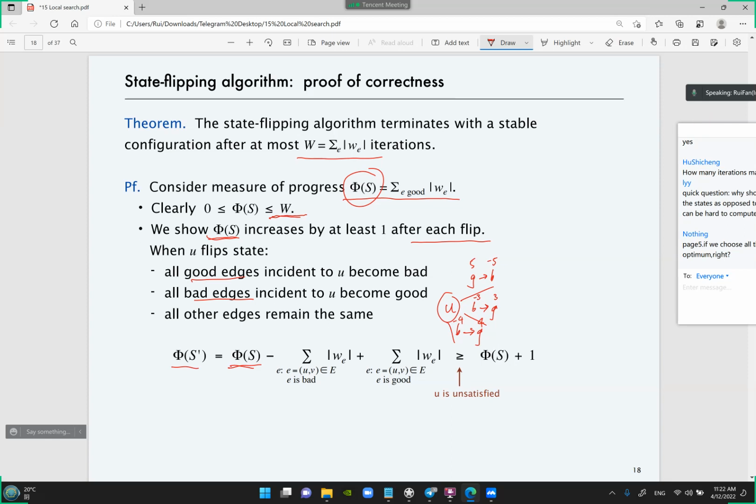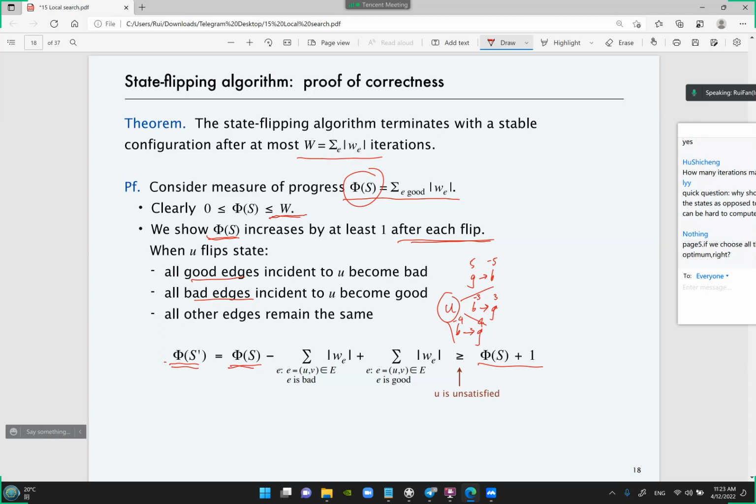And so this shows that after you do a flip, you actually increase your overall score, because the score around U increased and the score for all the other nodes did not change. And so every time you do a flip, you're going to increase your score by at least 1. So this shows that after each flip, your phi increases by at least 1.